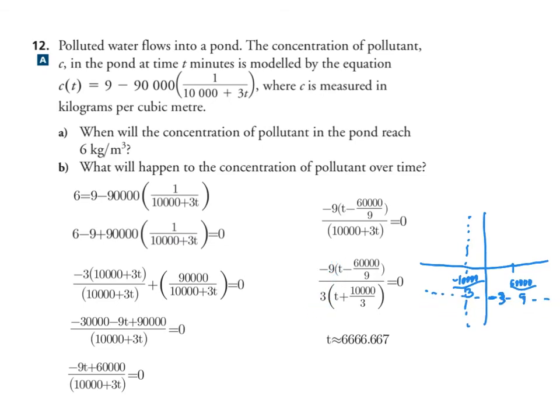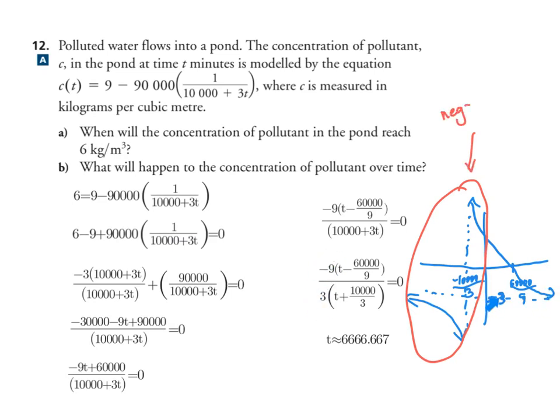That means as time is getting larger and larger, the value of the pollutant, so our C value, will be getting closer and closer to negative 3, or negative 9 divided by 3, which is negative 3. All right, so that's represented by our horizontal asymptote. So it'll never actually equal negative 3, but it'll get closer and closer.